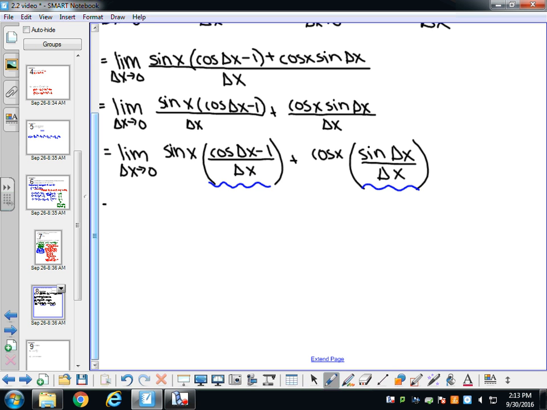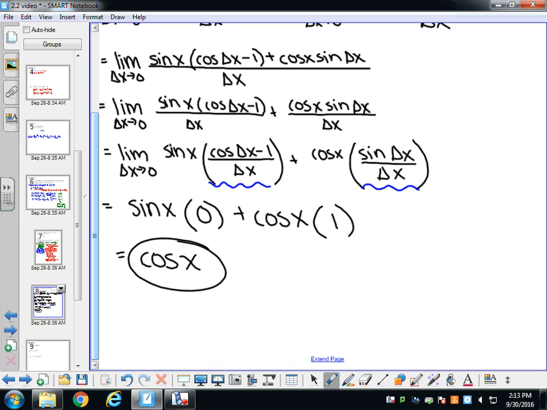When I plug in delta x, I get sine of x, and then the cosine thing actually just becomes 0, plus the cosine of x, and then the sine of delta x over delta x becomes 1. The first half goes away, and I'm just left with cosine. Again, you can use a similar argument to prove that the derivative of cosine is negative sine.